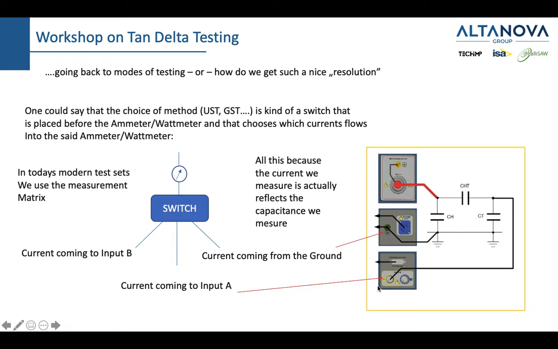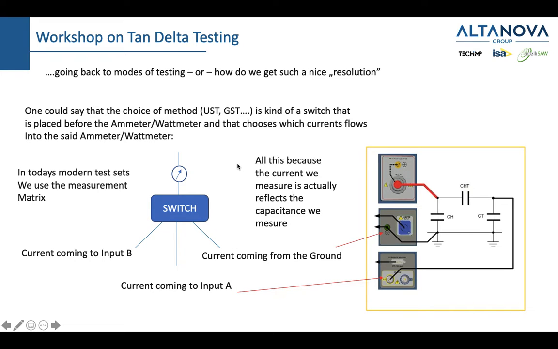On our test set, this is input A, this is input B, and this is generation. Let's say we generate 10 kilovolts here, and we have some current running through here, and some current running through here. With a switch, we can choose whether we want to measure just this input, or only this input, or maybe this and this, or this, this, and this input, or maybe A and ground, or maybe just ground.